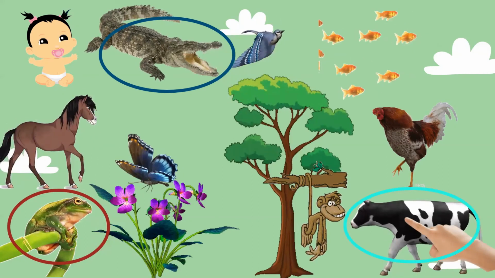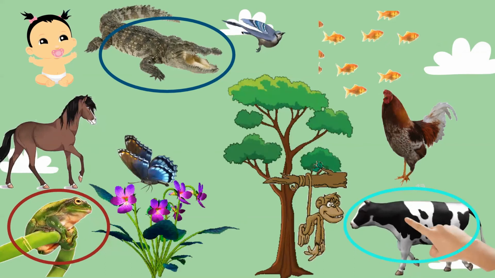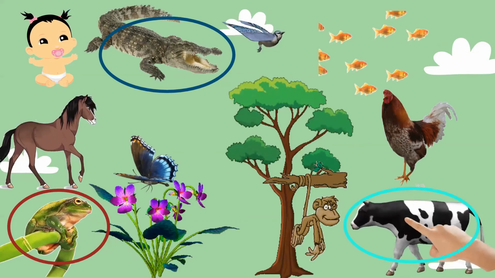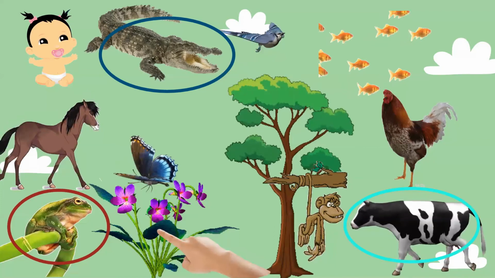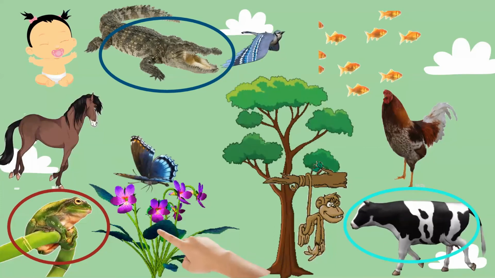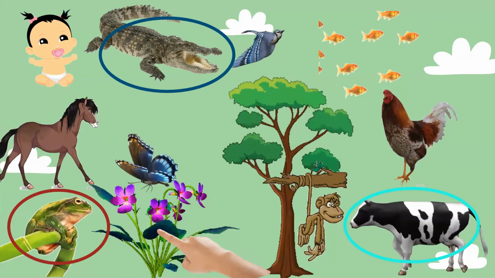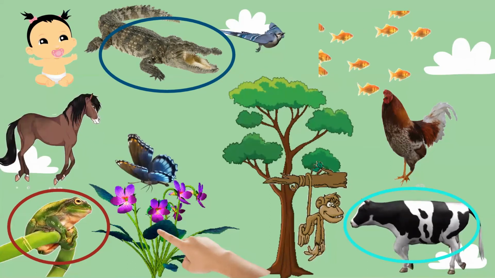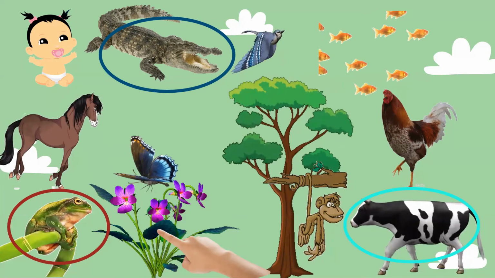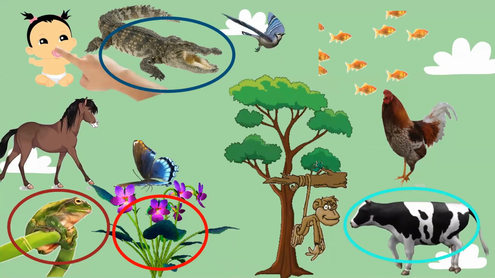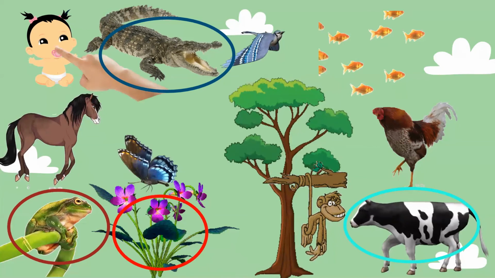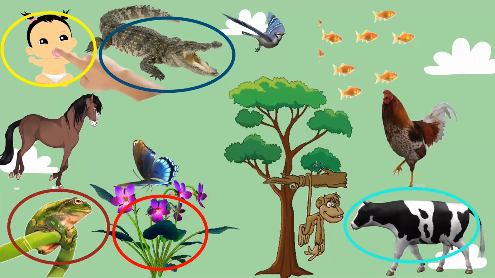Now, what about flowers? Can you point where is the flower? The flower is here. Okay, very good. Now, what about the baby? Can you point where is the baby? The baby is here. Okay, it's on the left. This is the baby. Very good, grade 2.